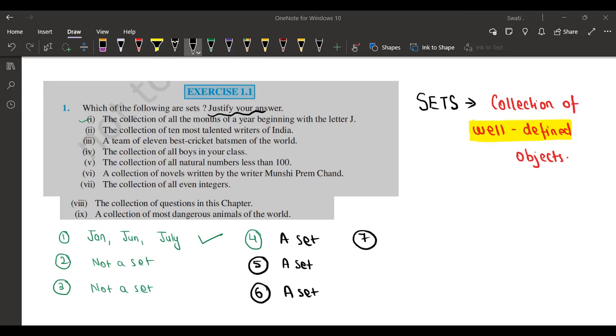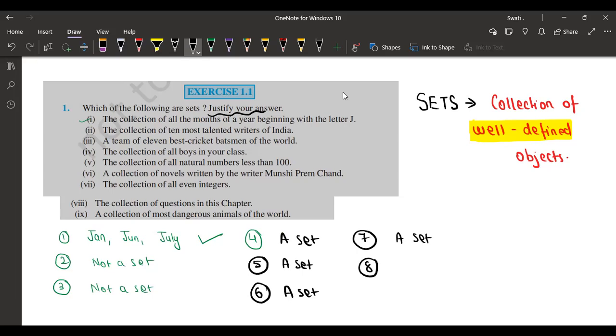Now let us talk about even integers. Of course, you know what the answers for even integers are, right? So it's 2, 4, 6, 8, -2, -4, -6, -8. These all are even integers. We have a fixed answer for this, right? That is why, again, it is well defined. That is why it is also a set.